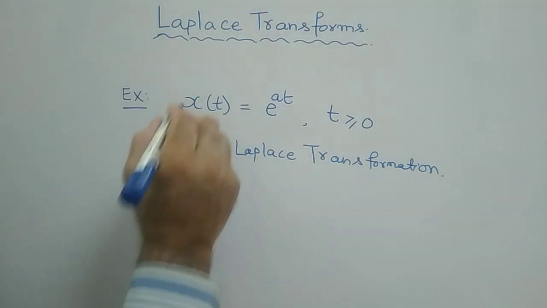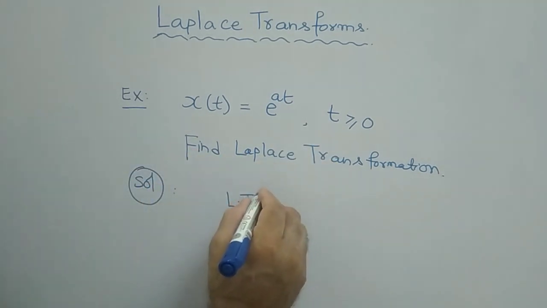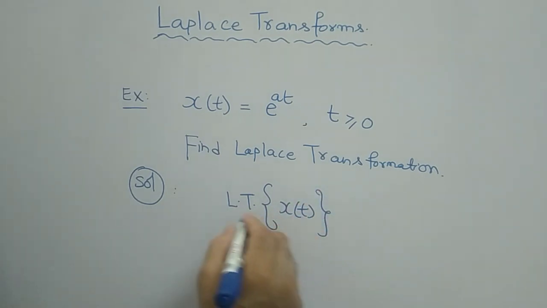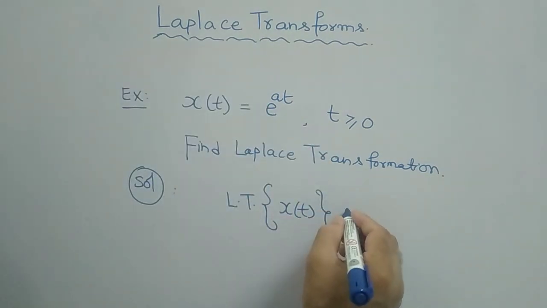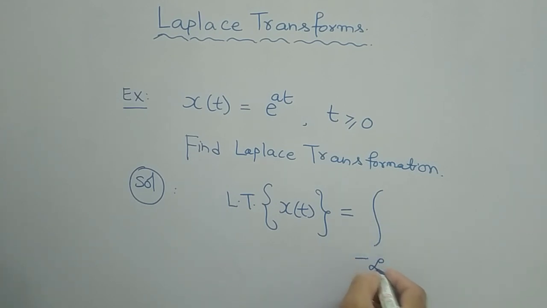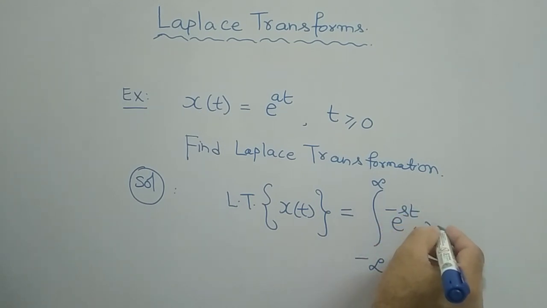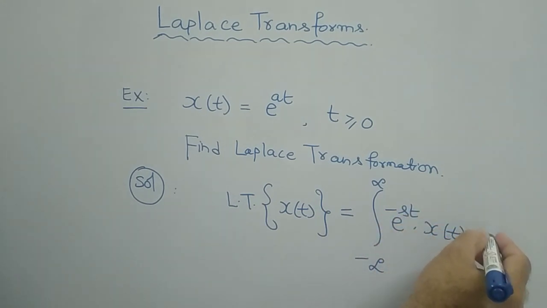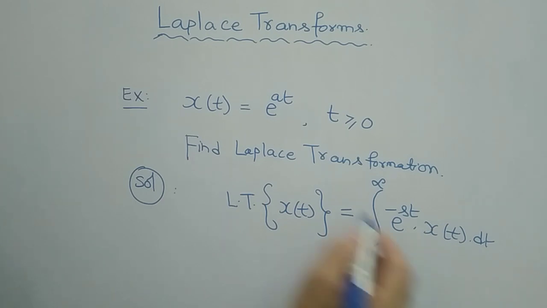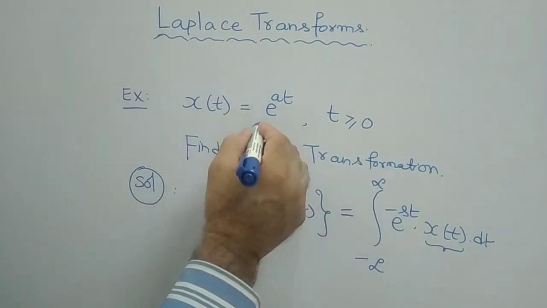We know from the definition of Laplace transformation, L of x of t, the Laplace transformation of x of t, is equal to the general definition: the integral from minus infinity to plus infinity of e power minus s t into x of t dt. This we know already. This is the expression. Now, what is your x of t? Your x of t is nothing but e power a t.